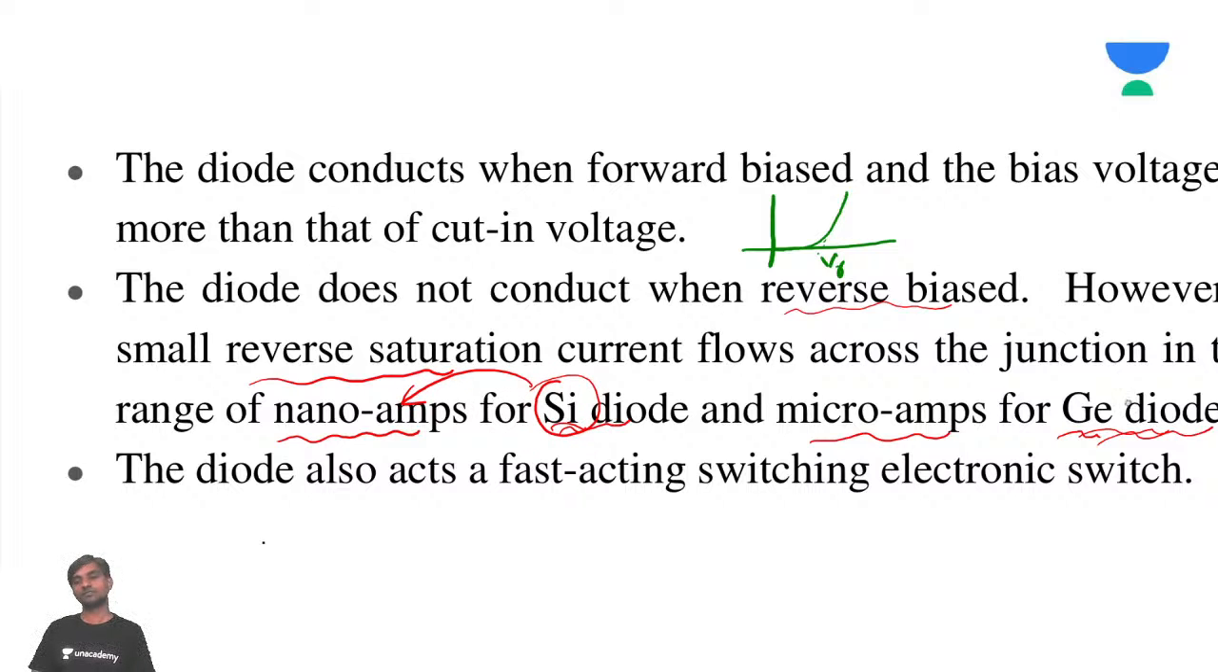If it's made up of germanium, it will be around microamperes. The diode acts as a fast acting switch in electronics. Same application, no change in the application.